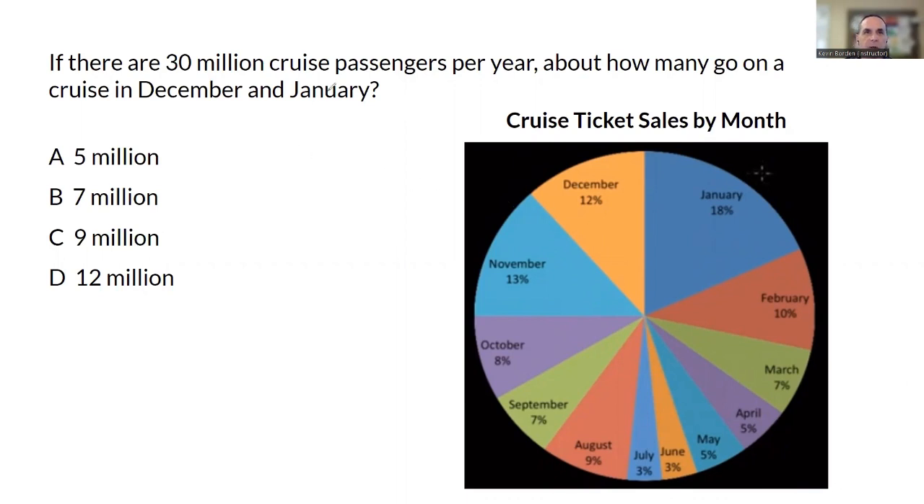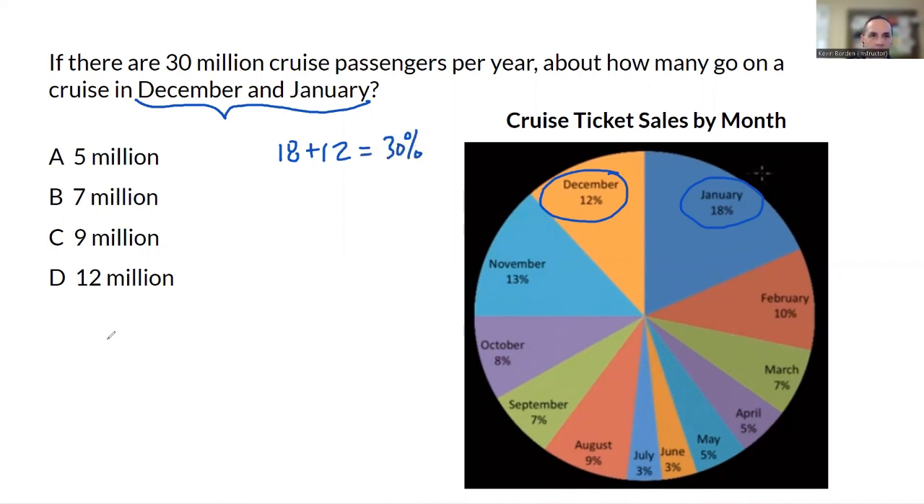All right, the first thing that we want to do here is to find the percent in December and January. So we have 18% in January, 12% in December. We add those two numbers. 18 plus 12 equals 30%.